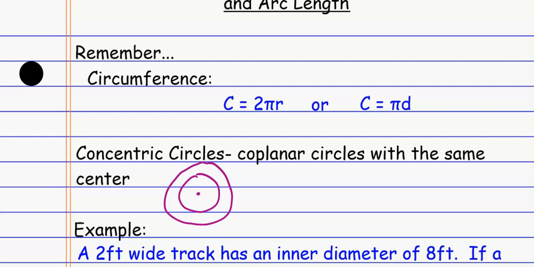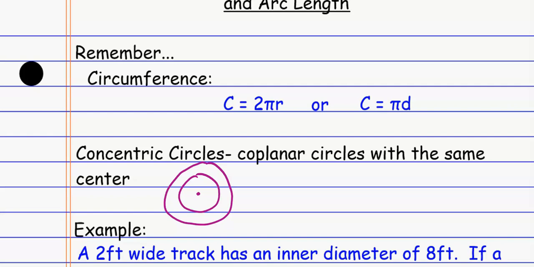You can kind of think about a tire. If you look at a tire, it has one circle that kind of marks the inside of the tire where it meets the rim, and you have one side of the circle that represents the outside of the tire that kind of meets the road. All right, and so that's what we're looking at when we talk about concentric circles.